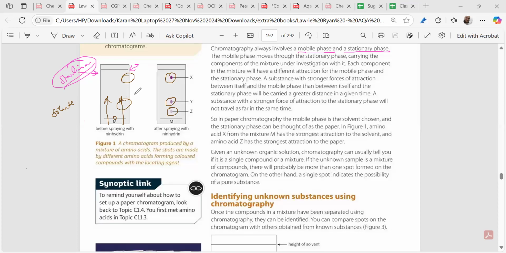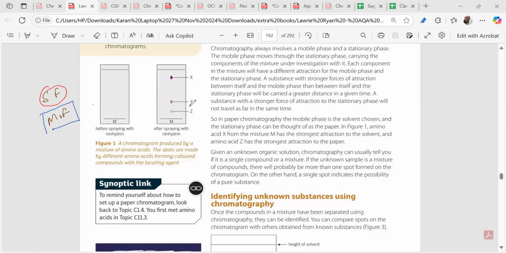If it is having more forces of attraction with the stationary phase than the mobile phase, again I'm telling you, if the solute is having more attraction with the stationary phase than the mobile phase, then you'll see that the solute will not go faster, right? Now, oppositely, if the solute is having more attraction with the mobile phase than the stationary phase, right?